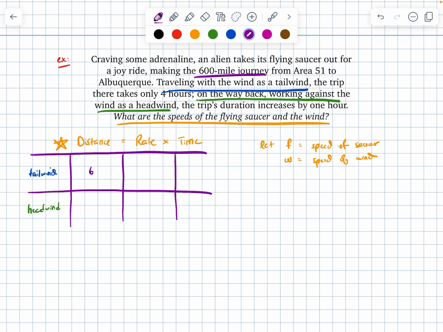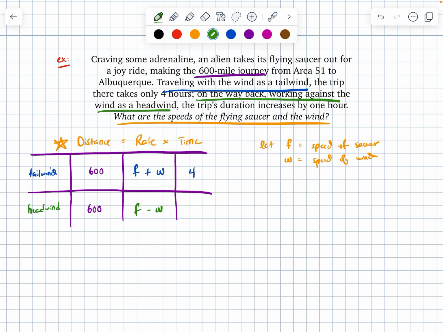And stop. So in both cases, notice that we're taking a 600-mile journey. So in both cases, our distance is 600 miles. As a tailwind, the wind is pushing us. So whatever the speed of our flying saucer is, when the wind is working with us, the wind will be adding to our speed. So here, the rate would be the rate of the saucer plus the rate of the wind. When it's working against us, though, as our headwind, it's going to be subtracting from our speed. So we've got our rate column filled in, and now for our time.